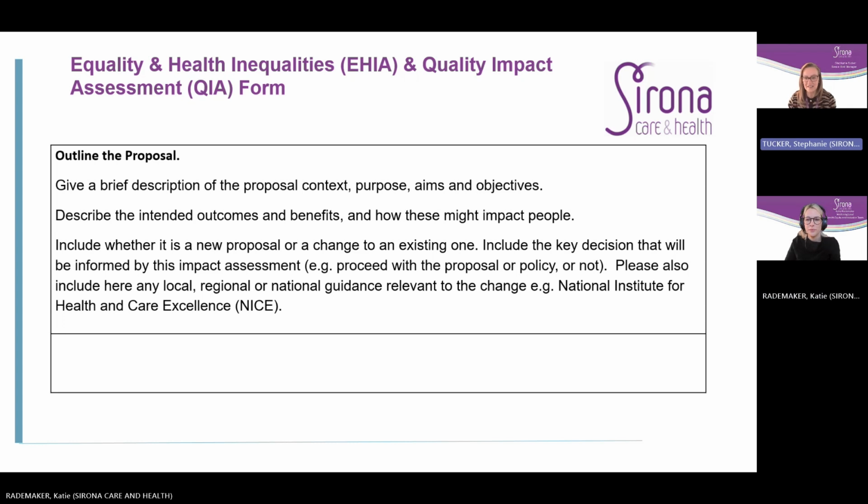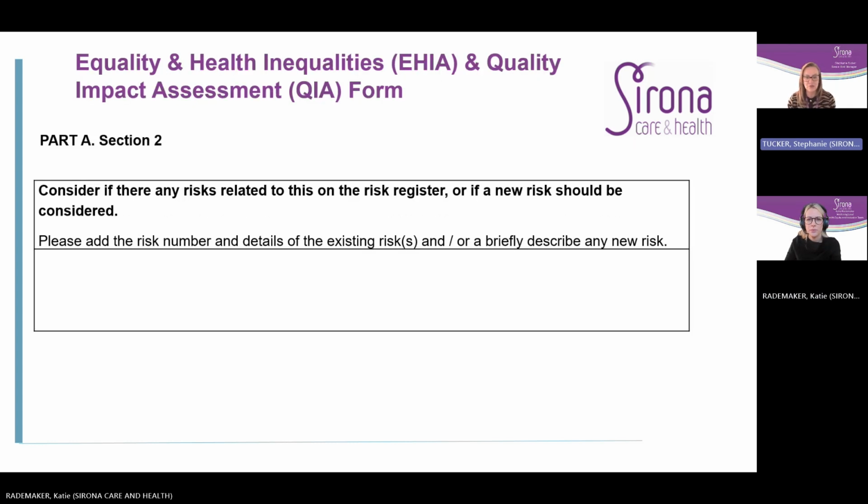Thank you, Katie. That is the end of Part A, Section 1, Outline of the Proposal. We now move to Part A, Section 2. This section asks you to check whether the proposal links to anything already recorded on the risk register, or whether it creates a new risk that should be added. You then need to note the relevant risk number if it exists, or briefly describe the new risk if it doesn't. Thank you. That is the end of Part A, Section 2.